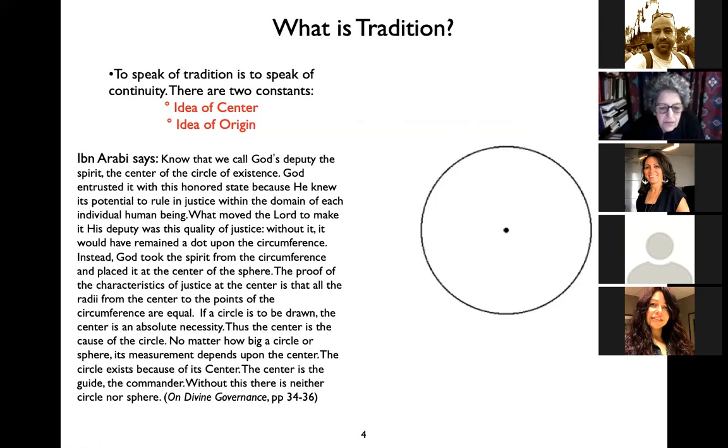The proof of the characteristics of justice at the center is that all of the radii from the center to all points of the circumference are equal. And if a circle is to be drawn, the center is an absolute necessity. Thus, the center is the cause of the circle. No matter how big a circle or sphere, its measurement depends upon the center. The circle exists because of its center. The center is the guide, the commander. Without this, there is neither circle nor sphere.